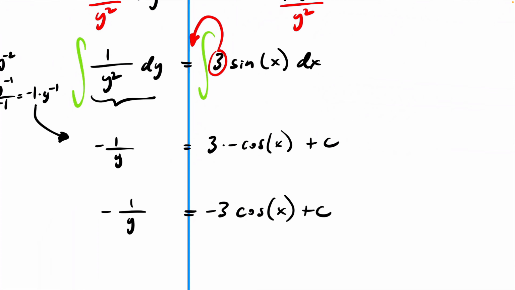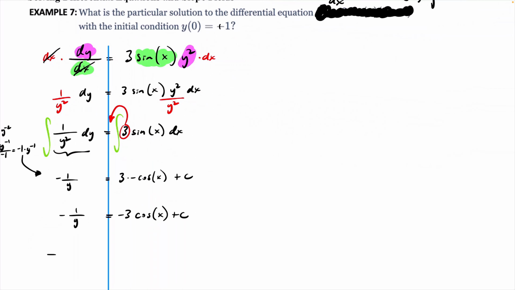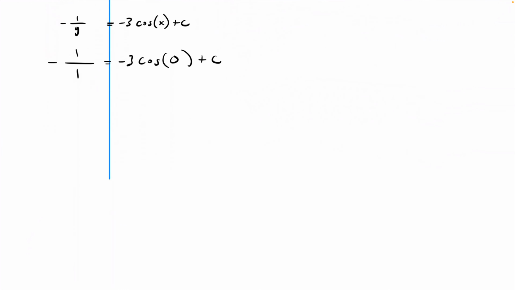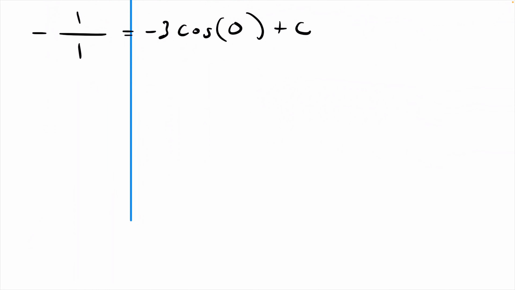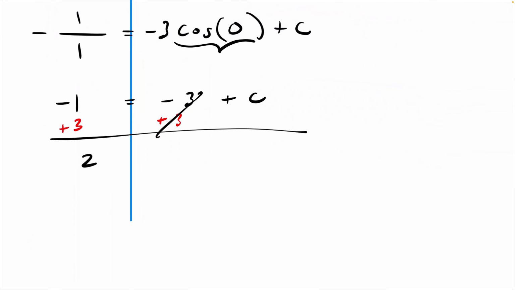Step 2 done. Step 3, what's the next step? Plug in the point. Find out what c is. So we're going to plug in a 1 for y and a 0 for x. Cosine of 0 is 1. Negative 3 times 1 is negative 3. Add 3 to both sides. 2 equals c.